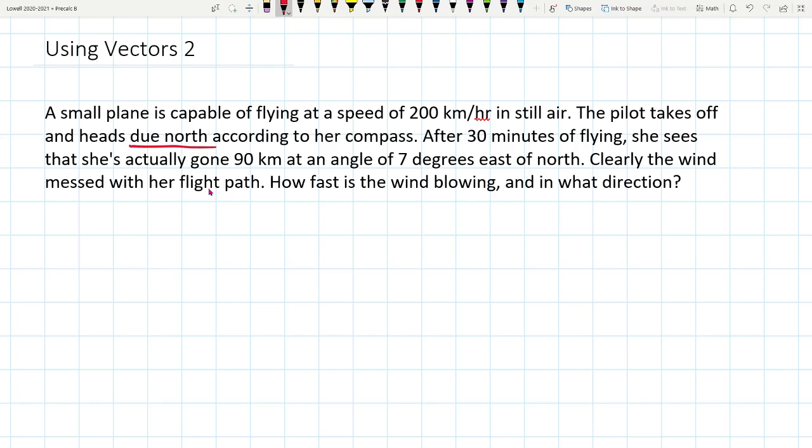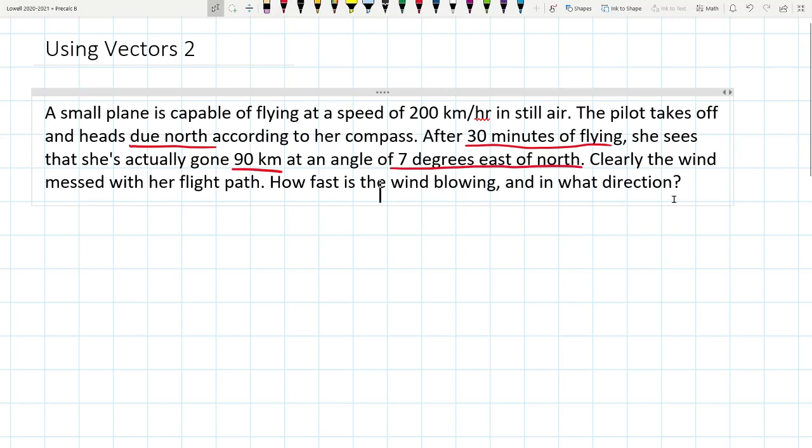Okay. After 30 minutes, it turns out, according to her GPS, we'll say, she's actually only 90 kilometers from where she started. And also, her path is off. It wasn't straight north. It was slightly east of north. So the reason this happens is because the wind kind of got in the way. That happens. Makes sense. Our question is, how fast is the wind blowing and in what direction?